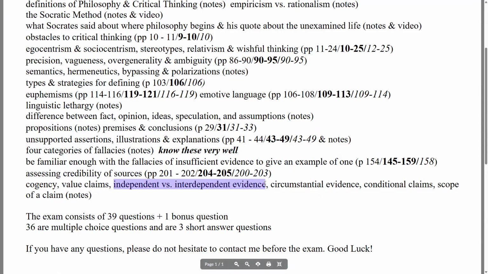Independent versus interdependent evidence. We said something is independently good when it can stand by itself, like in a court case, fingerprint evidence or DNA evidence, something like that. Interdependent evidence is evidence that must rest upon something else. So we can say that in a court case, a defendant was seen at the scene of the crime, but that evidence rests on the credibility of the witness. As long as the witness can be established as credible, then that evidence works together well. If not, well, not so helpful.